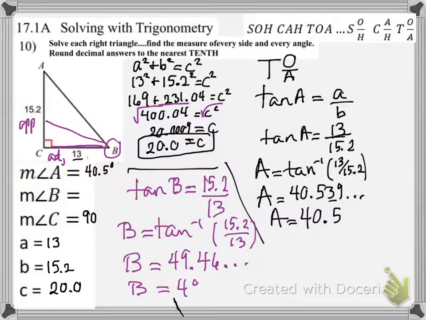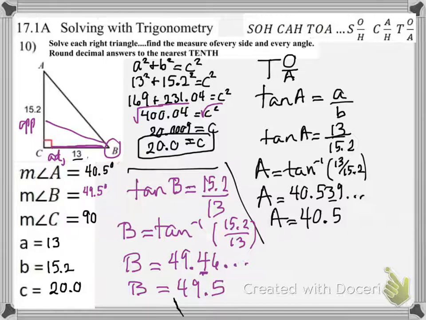Nearest tenth, 49.4, but this time the 4 is followed by 6. 5 or larger pushes it from 49.4 to 49.5. I come over here, all right, 49.5 degrees. But that's a lot of work when there's a much simpler way.